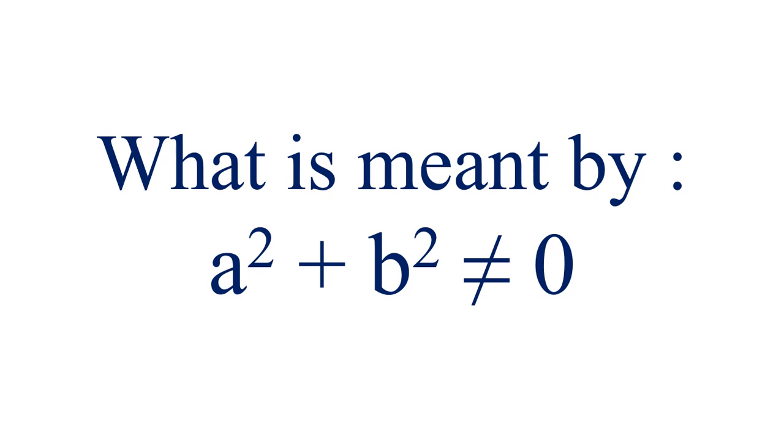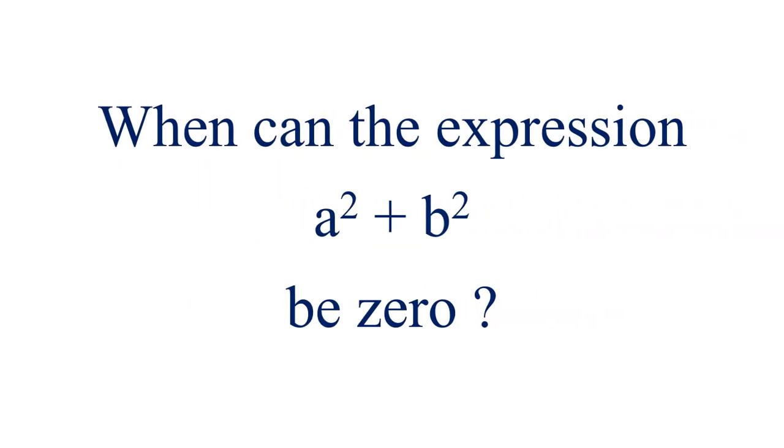What is meant by a square plus b square is not equal to 0? Before proceeding further, let us deal with another question first. When can the expression a square plus b square be 0?